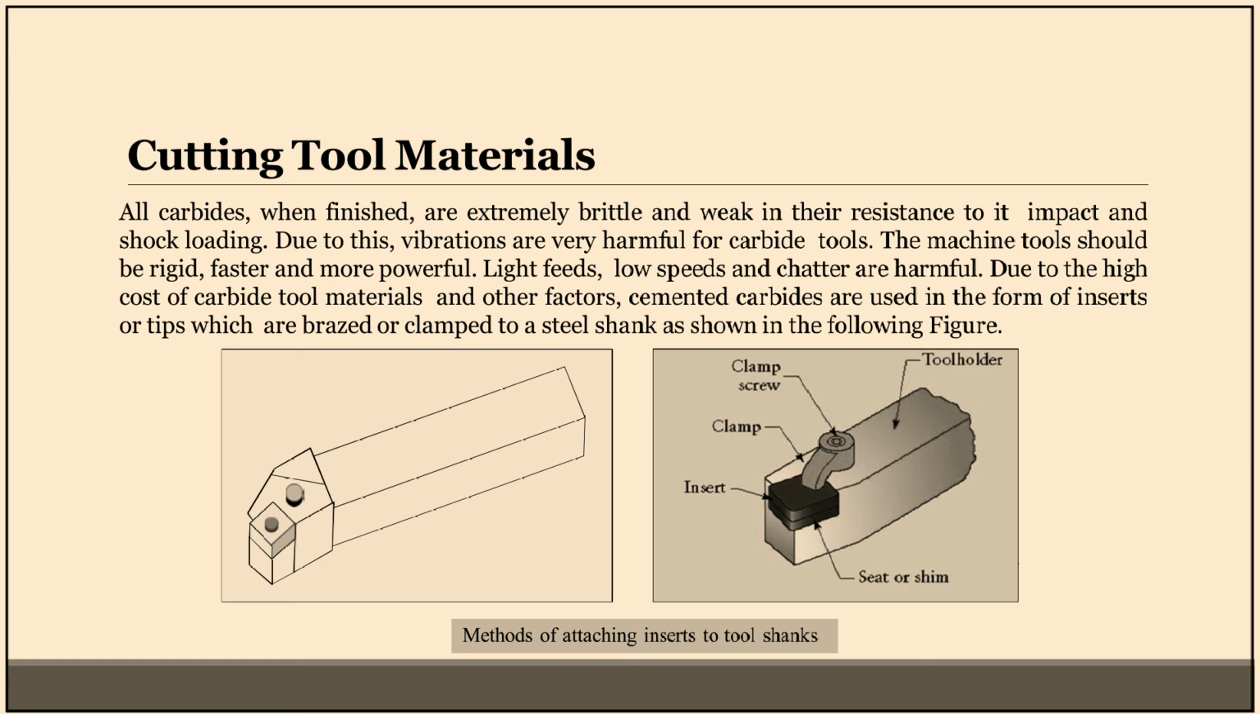Due to the high cost of carbide tool materials and other factors, cemented carbides are used in the form of inserts or tips which are brazed or clamped to a steel shank, as shown in the following figure. Methods of attaching inserts to tool shanks.